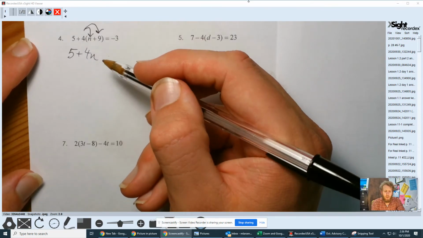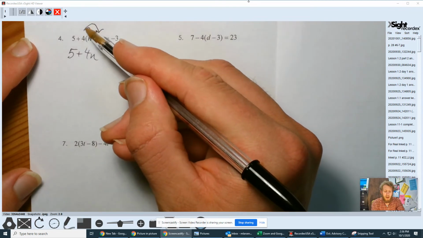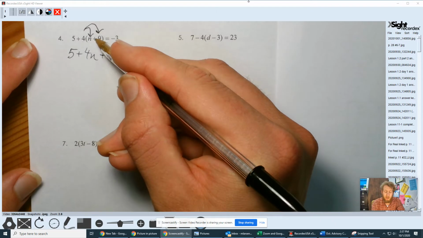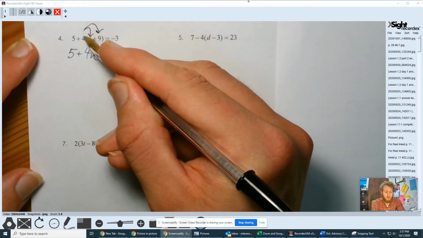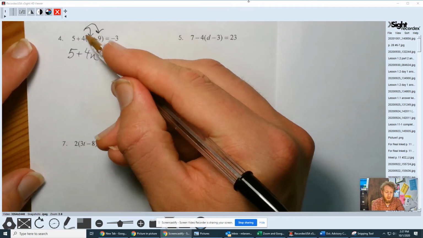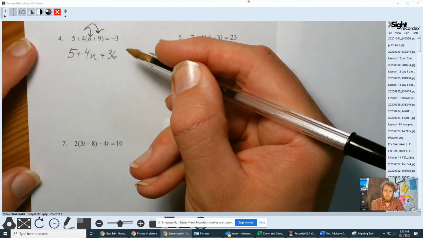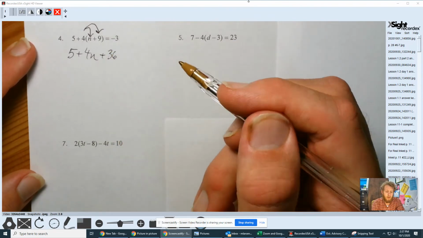Now let's see what else I have to do. I have 4 multiplied by 9 also. So I add that on because I have a plus sign in the middle. Both numbers are positive. And 4 times 9 is 36. So you can see why the multiplication that I was having you do the last couple of weeks is very important.